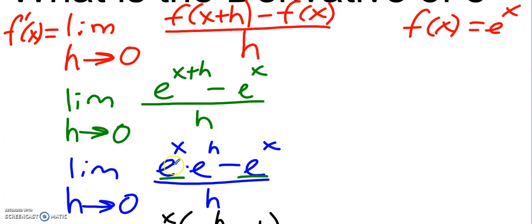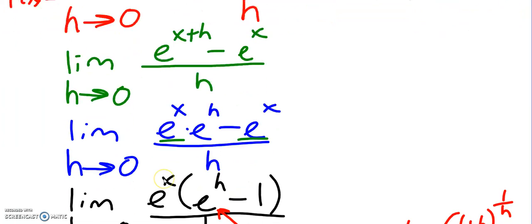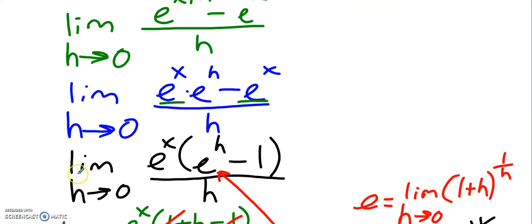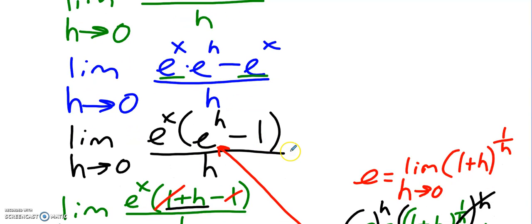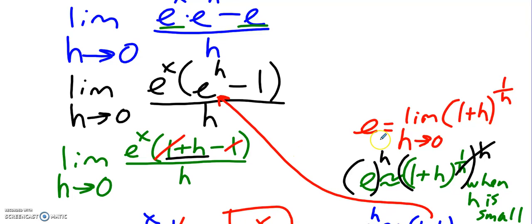The limit as h goes to 0 of e to the x times e to the h minus e to the x over h. What did I do? I used properties of exponents to split this term up into e to the x times e to the h. Keep moving. Nice. Limit as h goes to 0 of e to the x times the quantity e to the h minus 1 over h. What happened there? I factored out e to the x. Now, this is where that limit from the previous page comes in. So I know that e equals the limit as h goes to 0 of 1 plus h to the 1 over h.